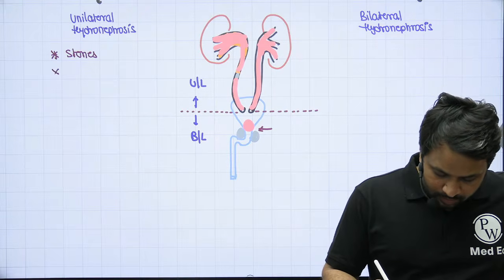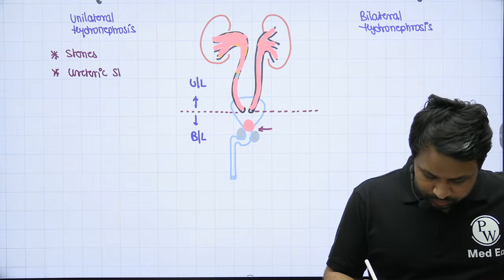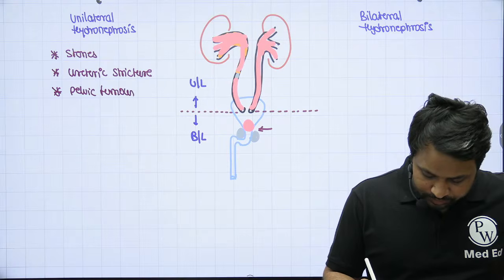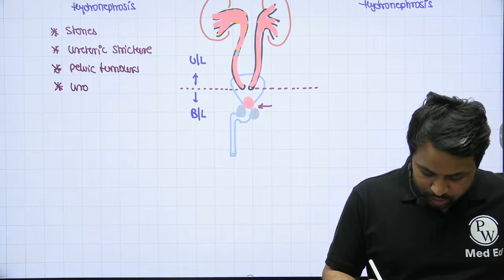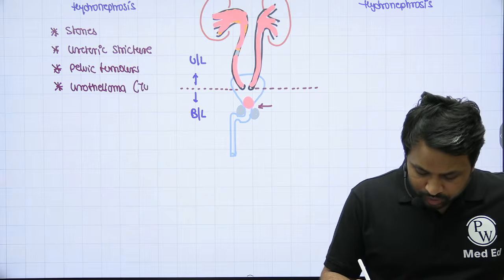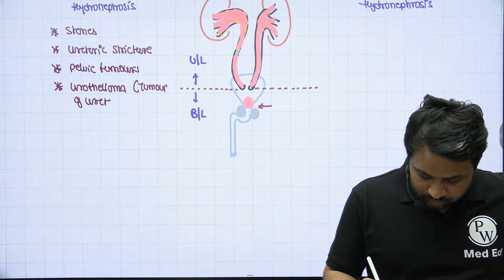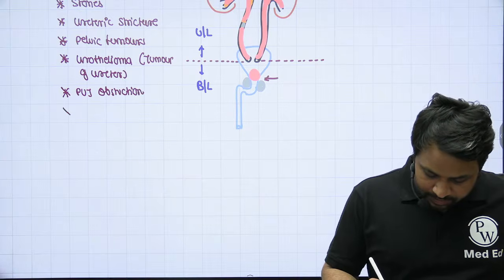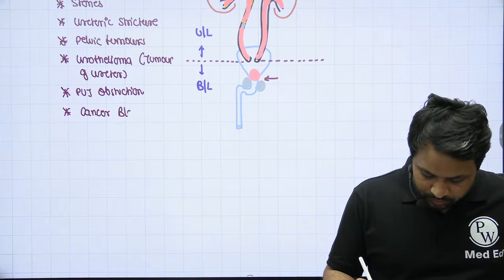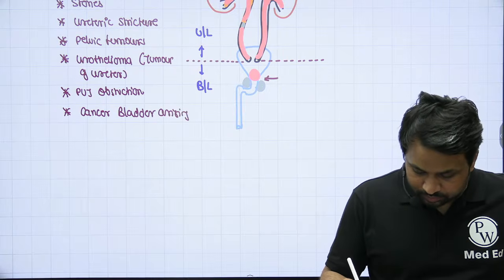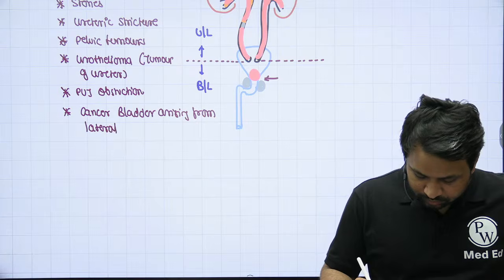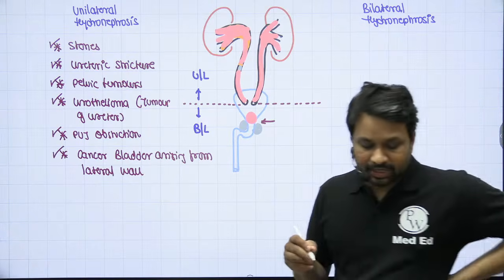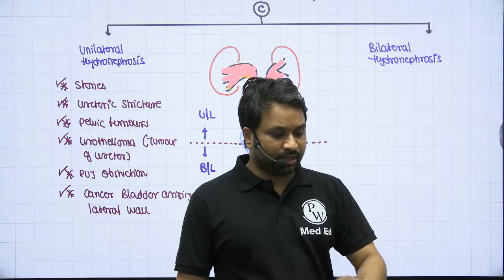So when we talk about the causes that result in unilateral hydronephrosis, the most common cause is going to be stones. Along with stones, there will be ureteric stricture, pelvic tumors causing lateral compression, urothelioma, that is a tumor of the ureter, PUJ obstruction per se, that is pelviureteric junction obstruction, and then cancer bladder arising from the lateral wall. Those are causes of unilateral hydronephrosis.